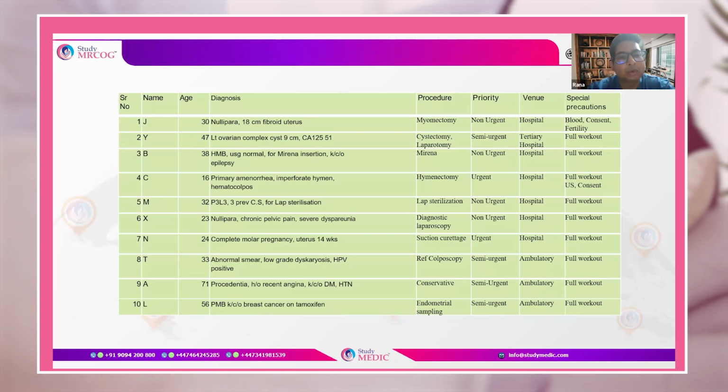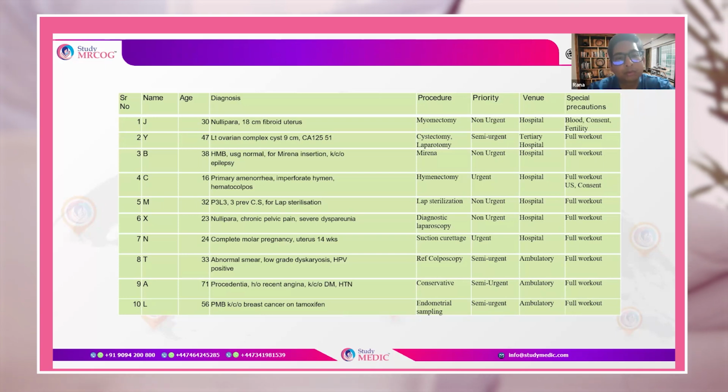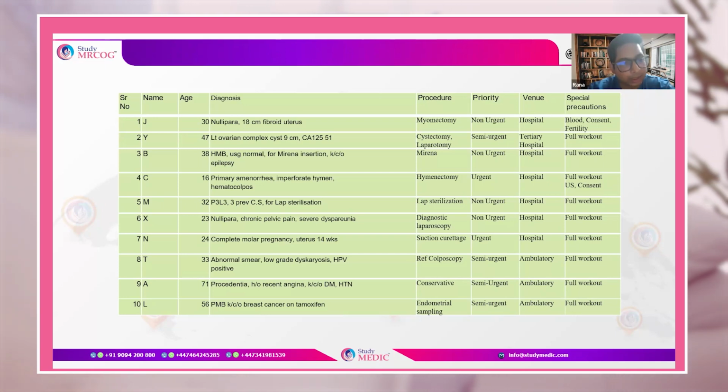Now, next one is low-grade dyskaryosis and HPV positive. Of course, you need to follow the colposcopic pathway as per the guideline.